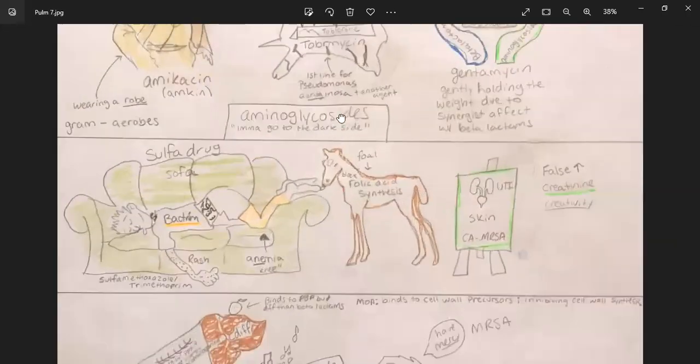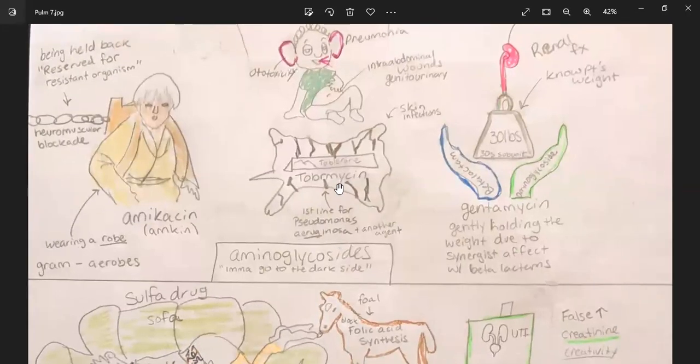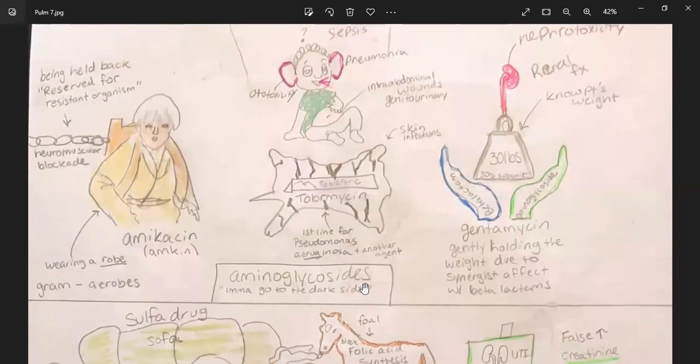And then I will talk about the aminoglycoside. So we're going back to Star Wars references. I think I'm gonna go to the dark side. Aminoglycoside. And the main reason I thought of that is because one of the drugs is Amikacin, which kind of sounds like Anakin Skywalker. He went to the dark side.